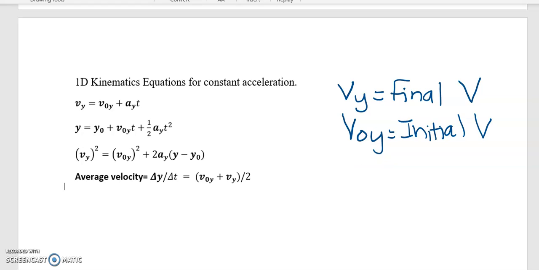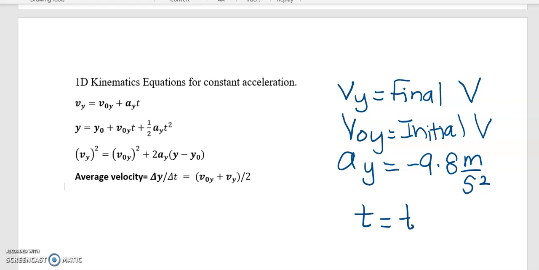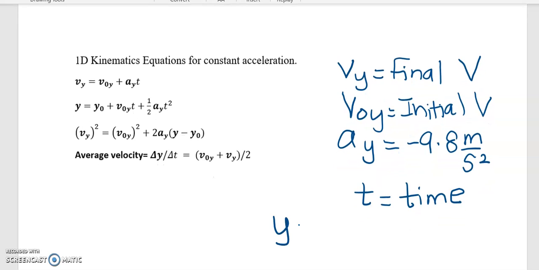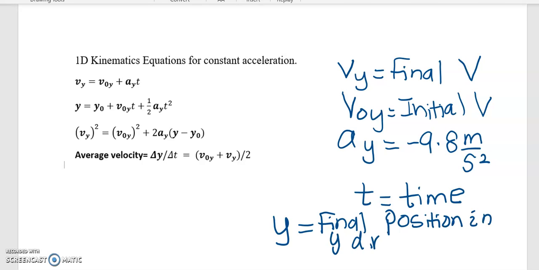Before that, let me write down ay. Ay is the acceleration. We already know it's negative 9.8 meters per second squared for free fall motion. T is the time, very easy. And then we have y and y naught. Y is the final y position, in y direction. Y is the vertical plane, guys.